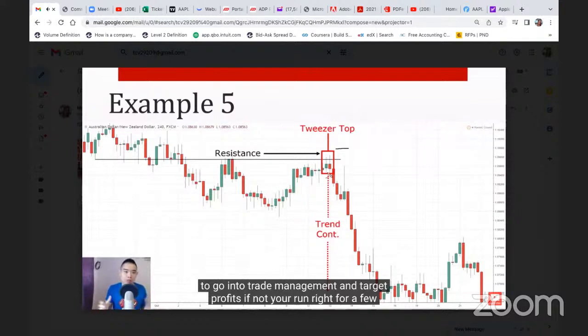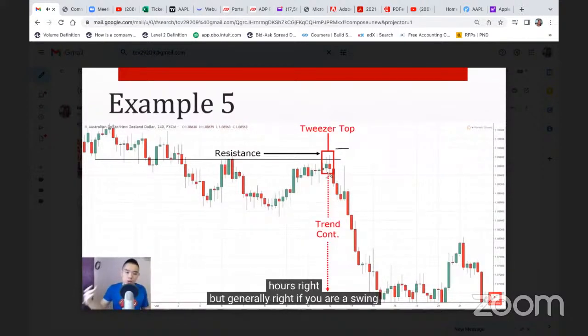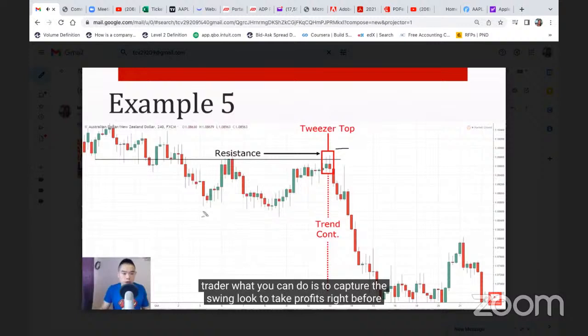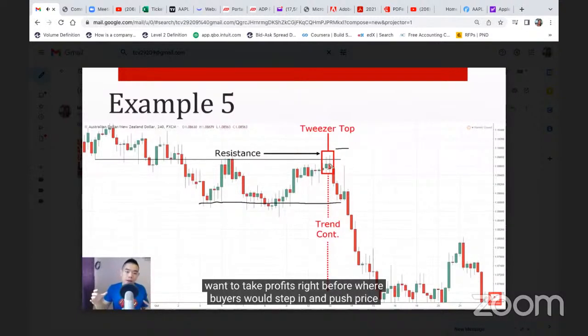If not, you run for a few hours, right? But generally, if you're a swing trader, what you can do is to capture a swing, look to take profits before the buying pressure comes in. So now you are looking to short. You want to take profits before where buyers will step in and push price higher. So if you look at it, where will buyers come in? Chances are they will come in at this area of support. So you might want to take profits before this area of support.